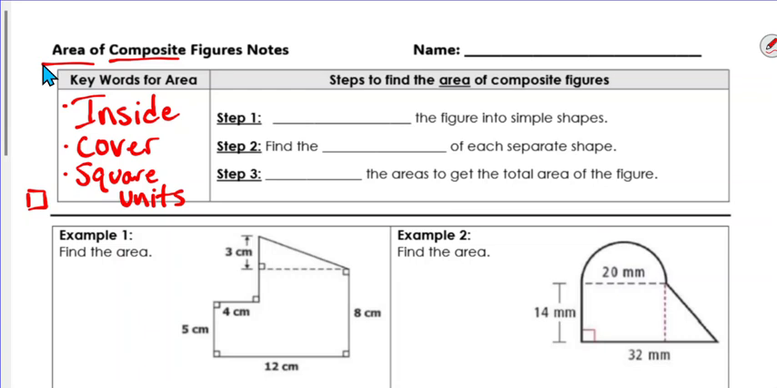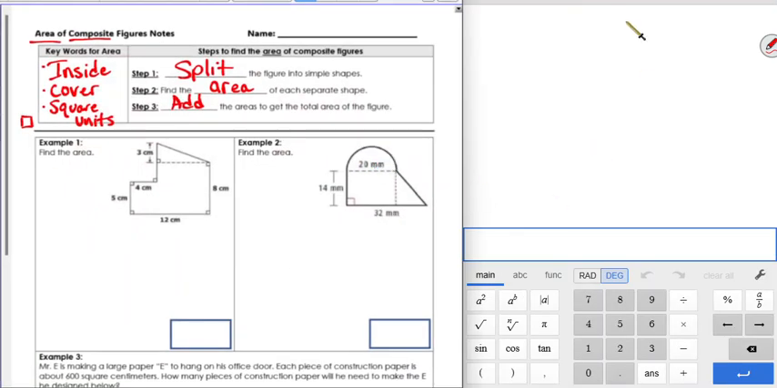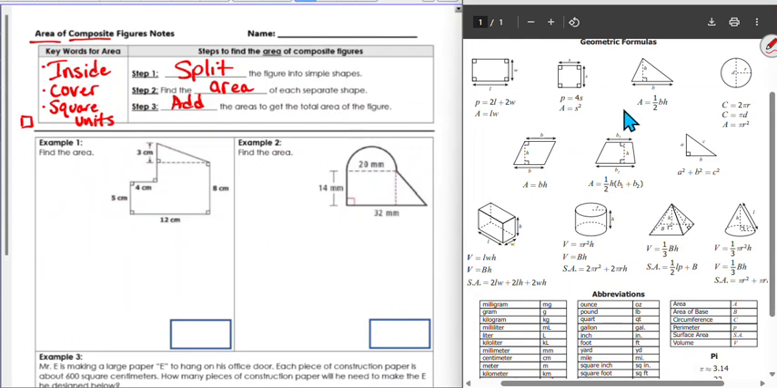So we're going to split these shapes into simple figures. Again, those are all just shapes that you see on your formula sheet. We're going to find the area of each of those shapes separately, and then we add those together. Your formula sheet is going to be really helpful for right now. Actually, I'm going to pull up the formula sheet right now, just to show you a couple of these formulas.